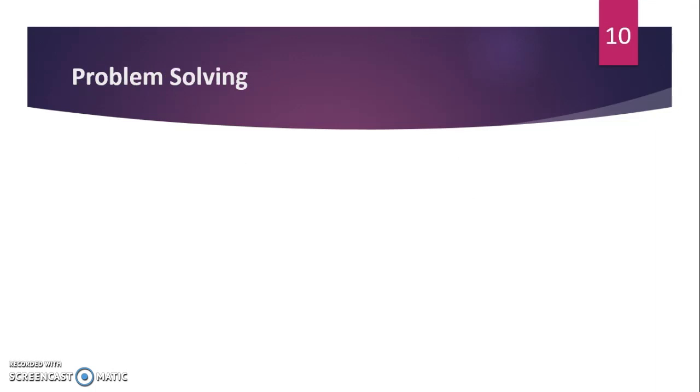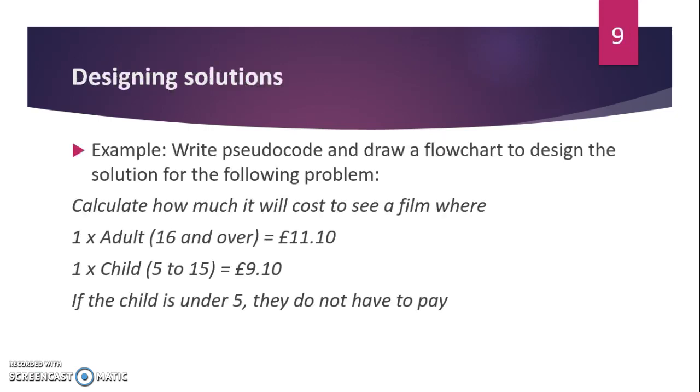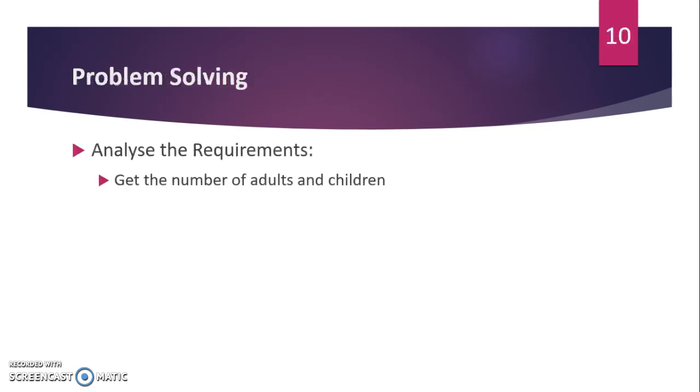So using our problem solving skills and an algorithm, we could write this by analysing the requirements. So first of all, we would get the number of adults and children. I always think it's very useful to, even in your non-exam assessment and in any problem, analyse the requirements of the program. So if we go back here, how much will it cost to see a film where a singular adult is £11.10 and a child is £9.10? Well, we're given this in the context that we have any number of adults and any number of children. So we would start off by getting the number of adults and children.